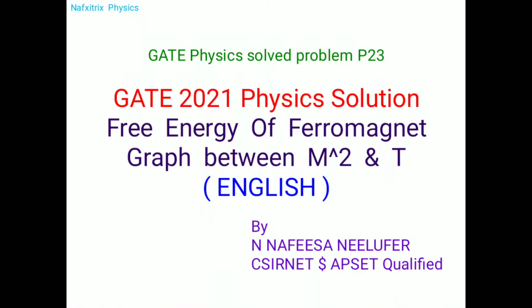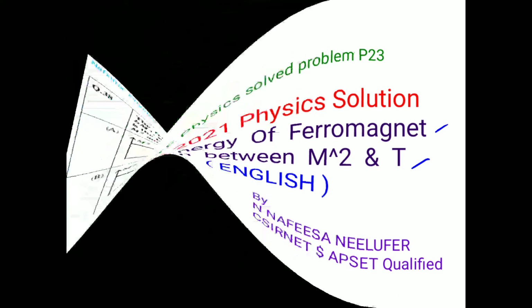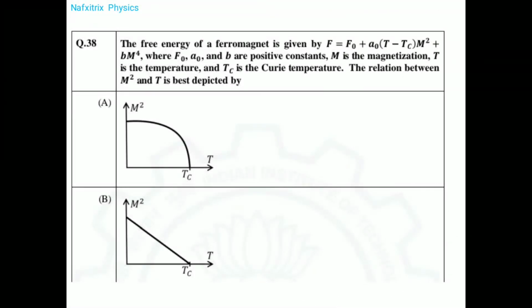So let's discuss a problem from GATE 2021 physics. This is related to the free energy of a ferromagnetic substance, and here we come across a graph between M square and T, that is magnetization and temperature. So this is the question.